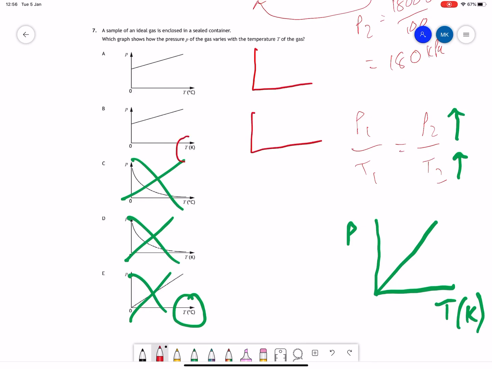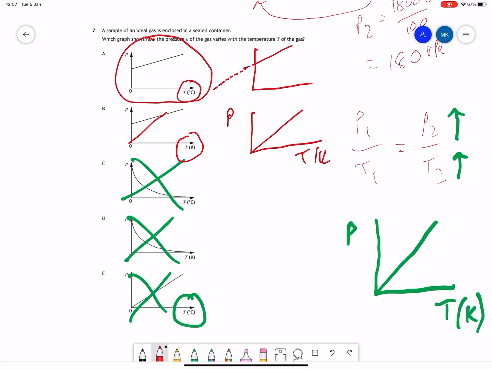And you'll notice that one is in Kelvin. If it's in Kelvin, then it should have gone straight up like that. So you can rule out B, but when it's in temperature, as in degrees C, because of the minus 273 change from temperature Celsius into Kelvin, this is what the graph looks like when it's pressure against temperature in degrees C. Pressure against temperature in Kelvin goes straight through the middle like that. Okay, so the answer was A, 1 mark.